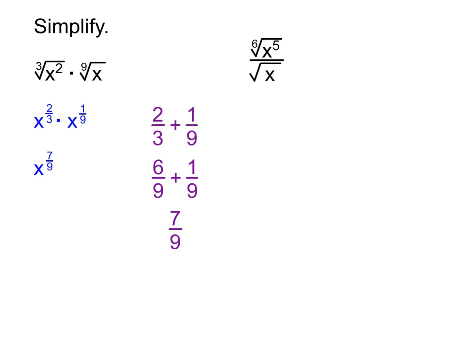Now, one of the little rules and details when it comes to simplifying expressions is that we never want to leave a fraction in the exponent. Unless the problem specifically asks you to write it that way, we don't want to leave it this way. So the last step, change the fraction exponent back into radical form. So then our final answer is going to be the 9th root of x to the 7th.